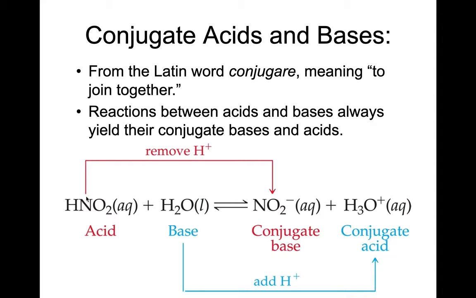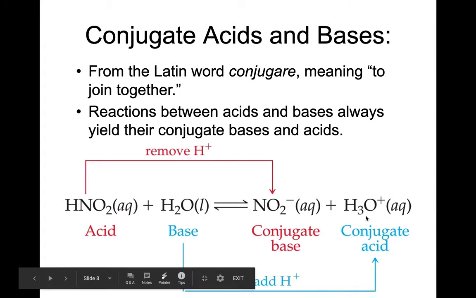And so this reactant product pair is a conjugate pair. The acid has a conjugate base that is the same substance just with one less hydrogen. It's what's formed when the acid donates its hydrogen. The base has a conjugate acid. It is what's formed when the base accepts an extra proton. And so these will always come in pairs.